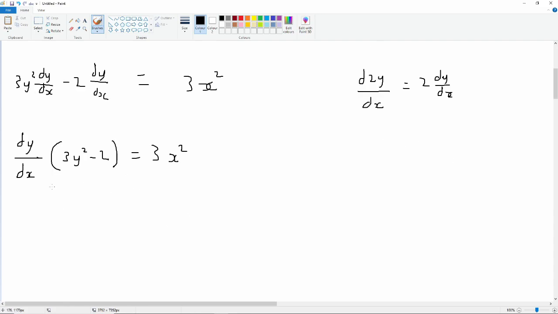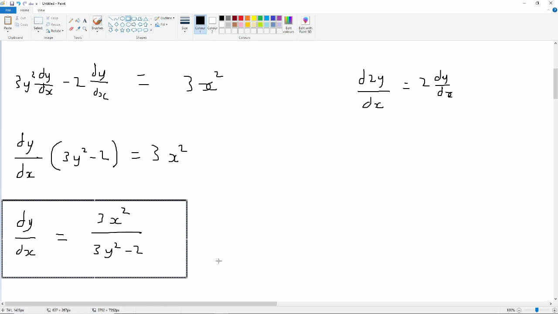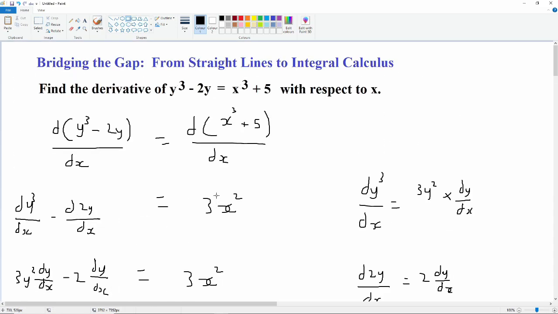And then divide by the 3y squared minus 2, and we have dy by dx is equal to 3x squared over 3y squared minus 2. And that is our final answer. So we can get the derivative even when it's not an easy looking function using this very powerful tool called implicit differentiation.